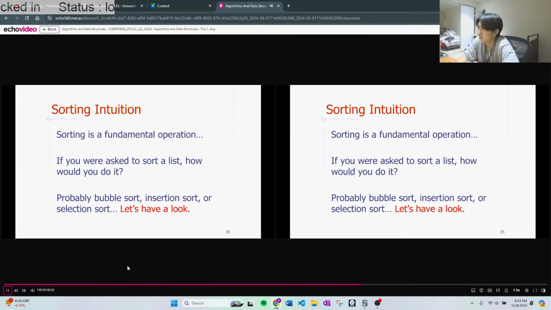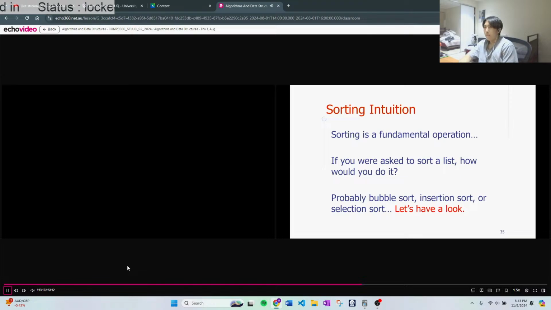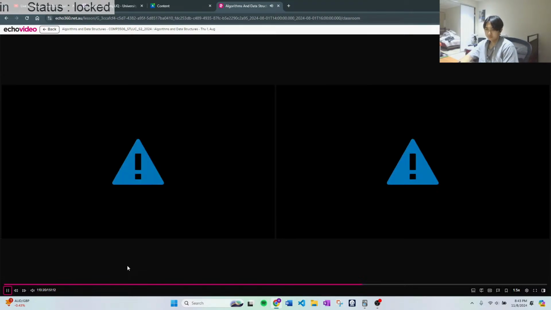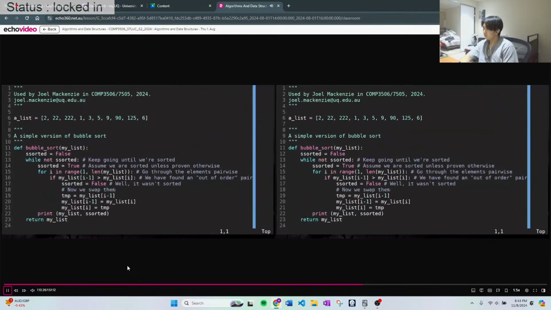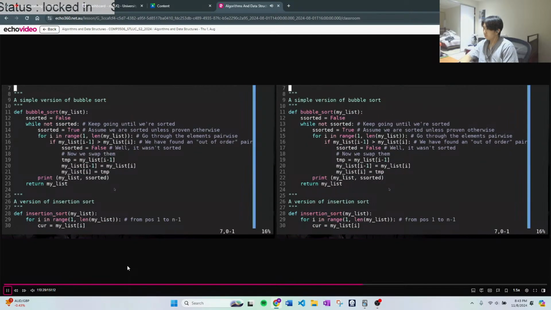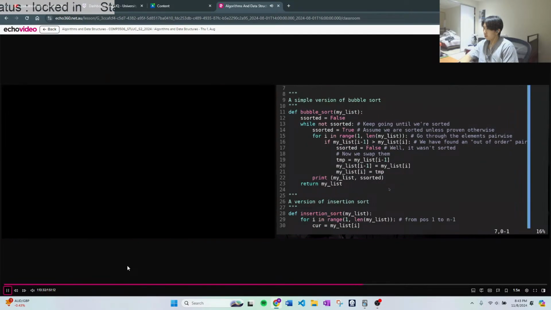So if you were asked to sort a list, how would you do it? You'd probably do something simple like bubble sort or insertion sort. Let's have a look at some of those. So I'm going to do code. Bubble sort is a classic.